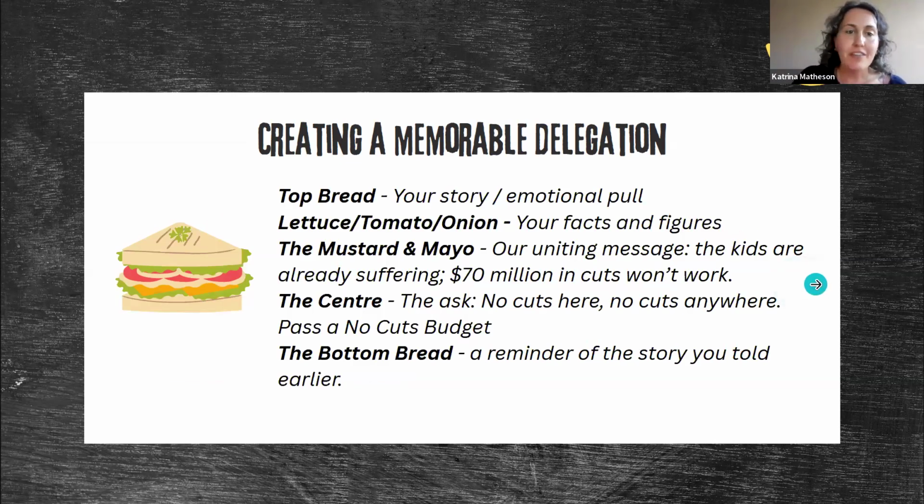So anyway, here's the summary. The top red is your story, your emotional pull. The lettuce, tomato, and onion are your facts and figures. The mustard and mayo is that uniting message, right? The kids are suffering. More cuts won't work. Don't cut anywhere. And then the center is whatever your specific ask might be, along with passing a no cuts budget, whatever policy change or system change you might want to see. And then the bottom red just reminds us of that emotion that we felt in the beginning.